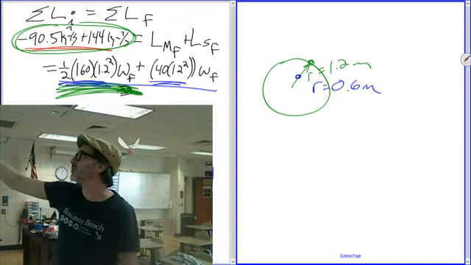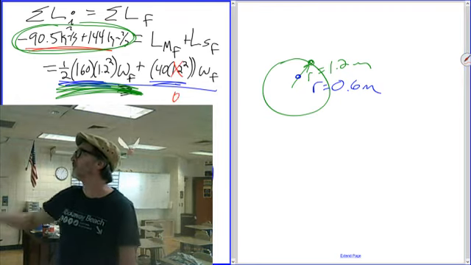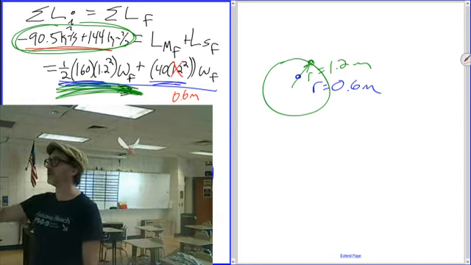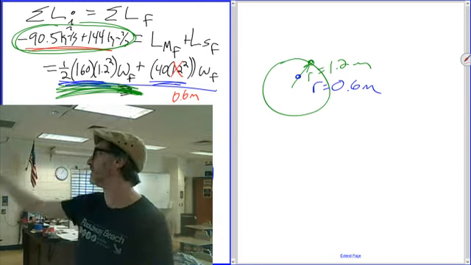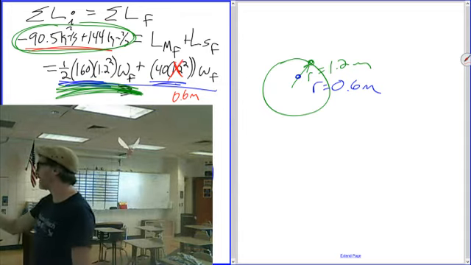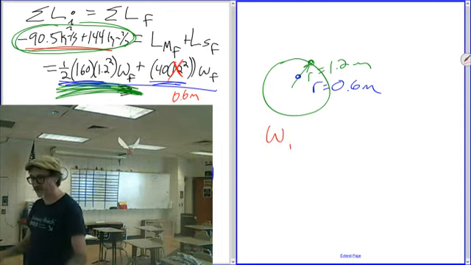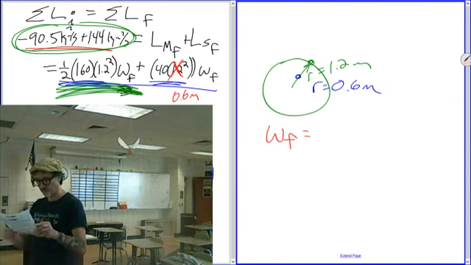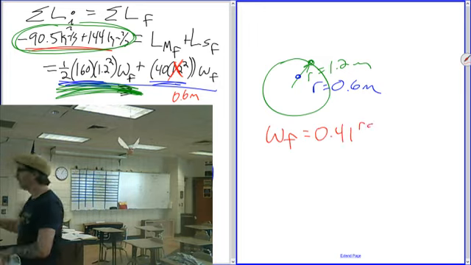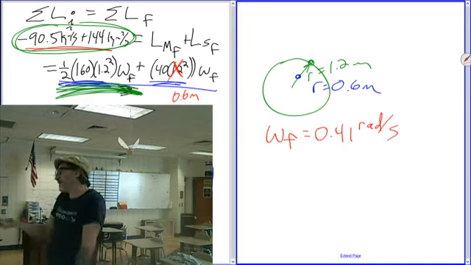Hernandez? And so that's just going to change the radius here to 0.6 meters. All right. So when you go through and do the math, it's literally just this exact same thing we did, except you're changing the 1.2 to 0.6. What we discover is the merry-go-round is now spinning with a faster final angular velocity of 0.41 radians per second. It's spinning faster, right?